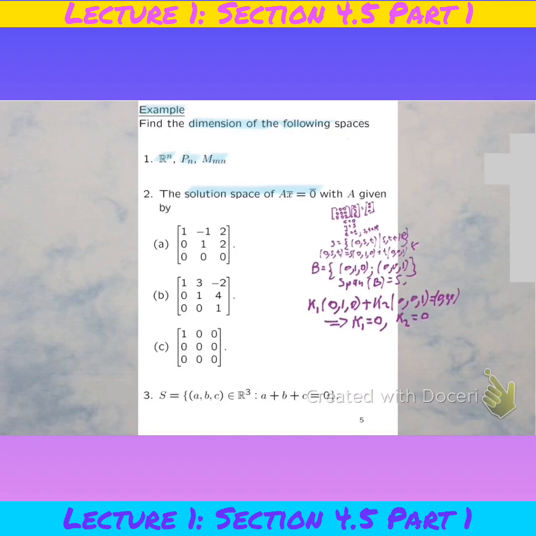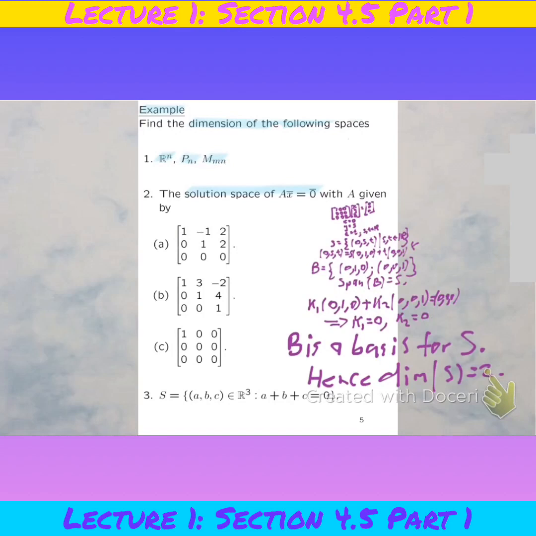K1 times (0, 1, 0) plus K2 times (0, 0, 1) equals the 0 vector. You can solve that and get K1 equals 0 and K2 equals 0. So therefore it's a linearly independent set, and therefore B is a basis for S. And because B has two vectors in it, the dimension of S is equal to 2.